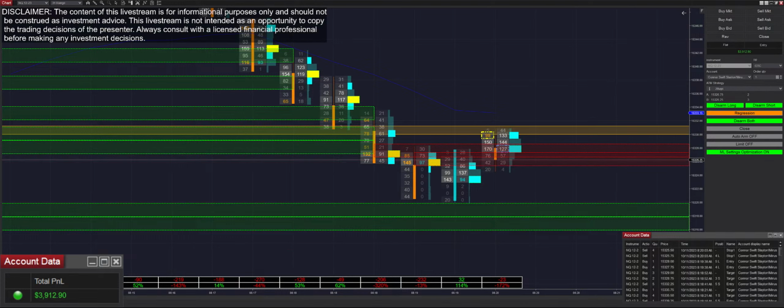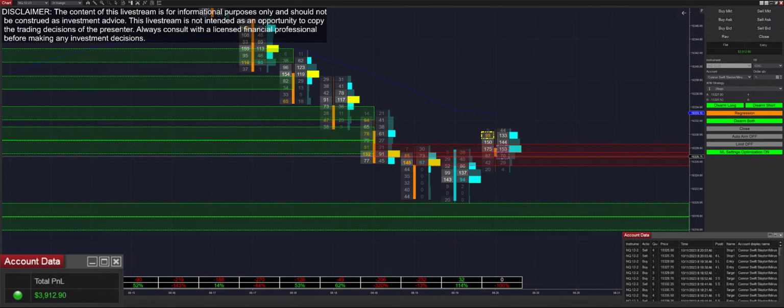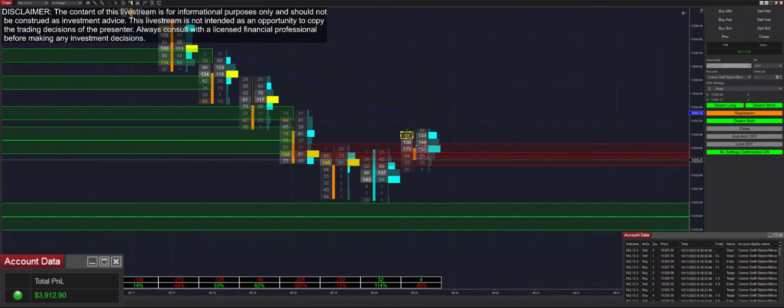Fortunately, we got stopped out there. That is going to confirm us on a range. This is a previously marked level. I should delete that. My ATI is not entering the same trades as yours.